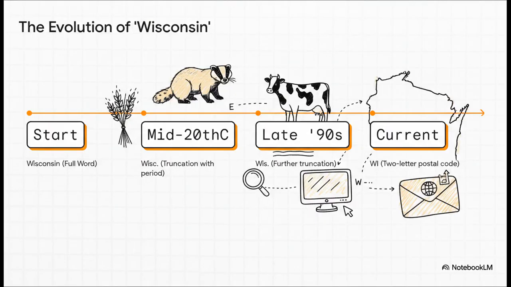It's interesting to see how such practices can evolve. The abbreviation for the U.S. state of Wisconsin, for instance, began as the truncation WISC with a period. It was later shortened further to WIS and has now been standardized as the 2-letter unpunctuated postal code WI.